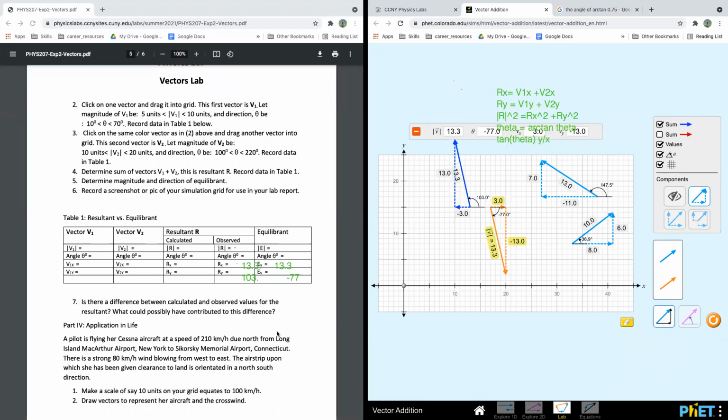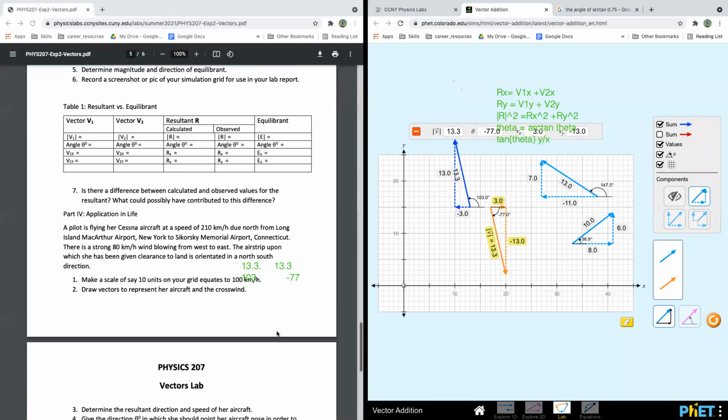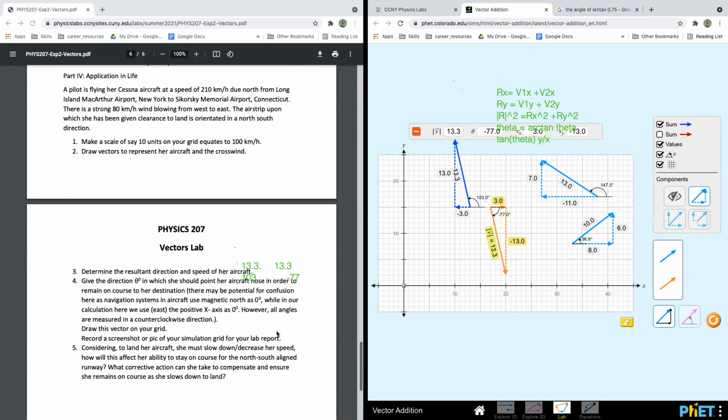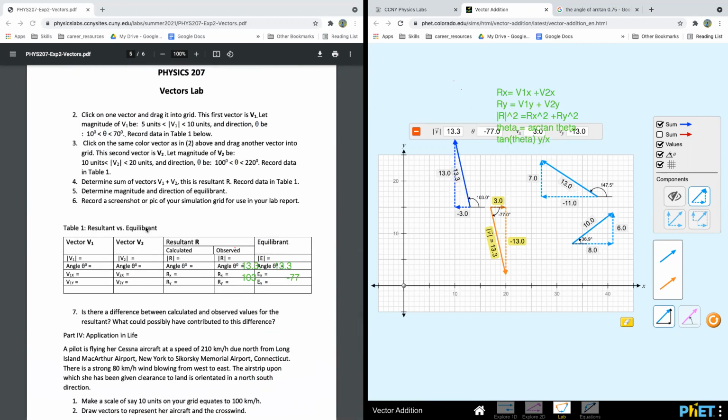Okay, so this is for lab part 3. And then another one is a real application in life when you use vectors. Any questions so far for part 3?